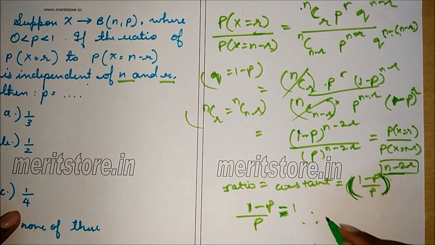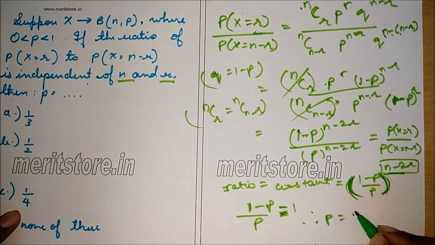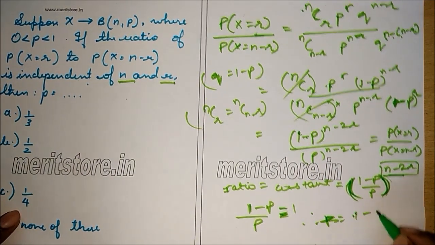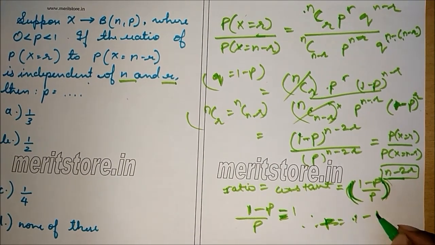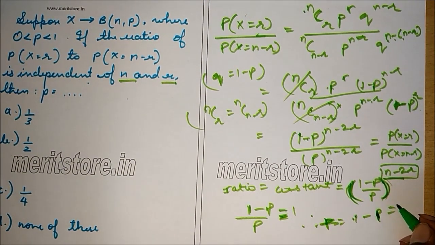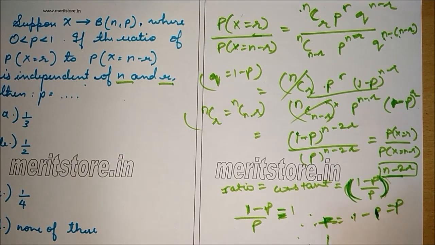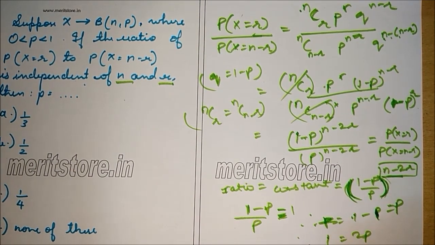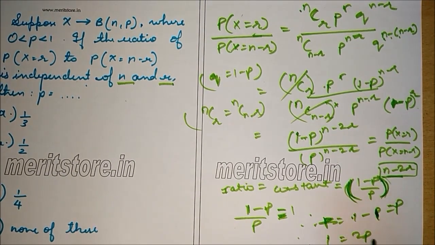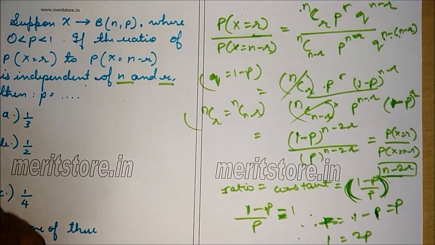So therefore 1 minus p will be p. Therefore 1 equals 2p. Therefore p equals half. So the value of p is option B, half.